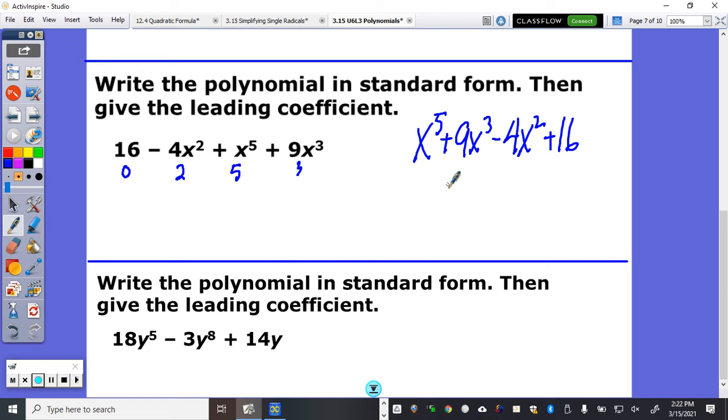What's my leading coefficient for this? What's this number right here? 1. My leading coefficient is 1. Okay? Remember what a coefficient is. If I have a number in front of a variable, that number out in front is the coefficient.